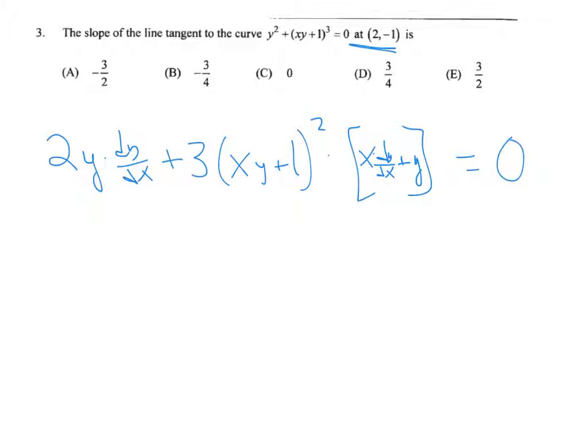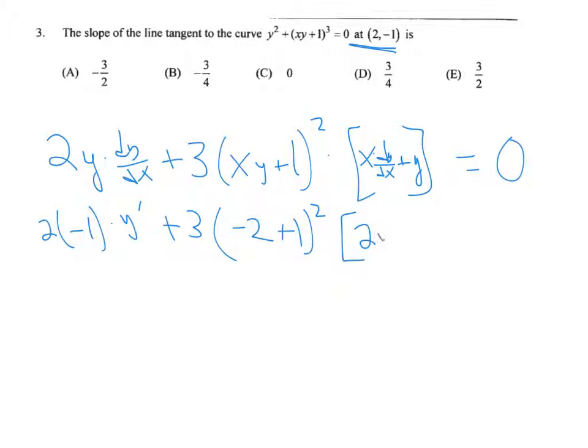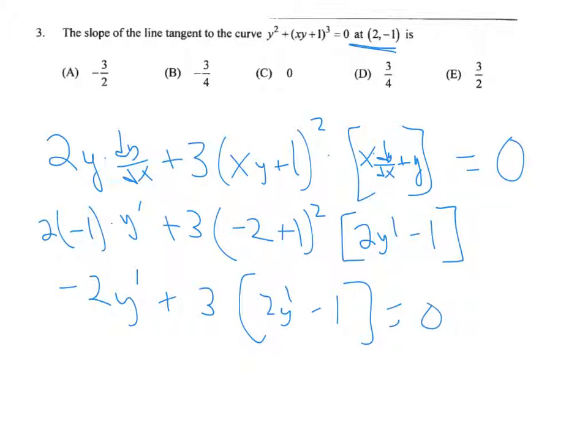We know x equals 2 and y equals negative 1. And if we do that, we get 2 times negative 1 times y prime plus 3 times (2 times negative 1 is negative 2, plus 1) quantity squared, and then times 2 times y prime minus 1, or plus negative 1. And that's going to be negative 2y prime plus 3 times, that's going to be negative 1 squared, which is just 1, and then times 2y prime minus 1 equals 0.